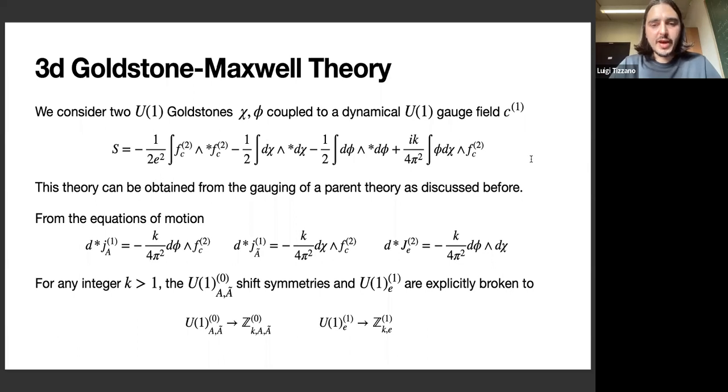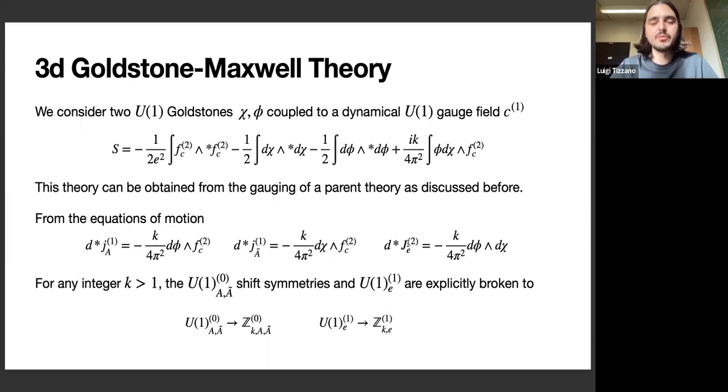And what we can do very quickly is we can compute the equations of motion for this theory. So we can compute the equation of motion for the current associated to the shift symmetry of chi, which is JA. And then we can compute the equation of motion for the current associated to the symmetry of phi, that is A tilde. And then this theory will have also an electric one-form symmetry that is modified by the presence of this matter chi and phi in this way.